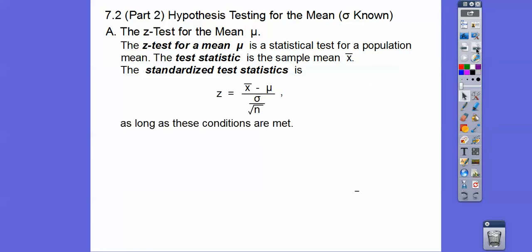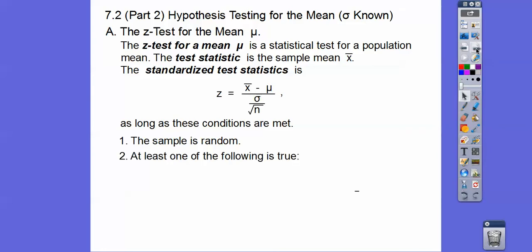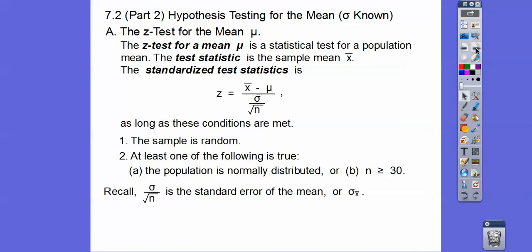Okay, and then as long as these conditions are met: the sample is random, and at least one of these is true. The population is normally distributed, or your sample size is greater than or equal to 30. And remember, that's just our standard error of the mean, so it's the standard deviation divided by the square root of your sample size.